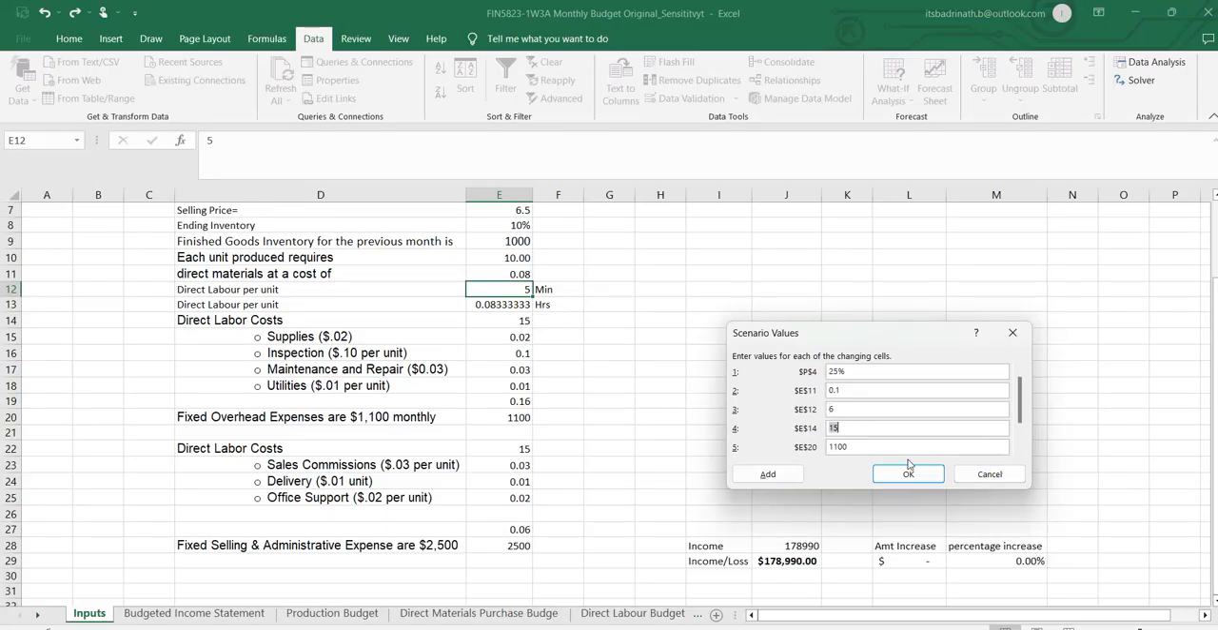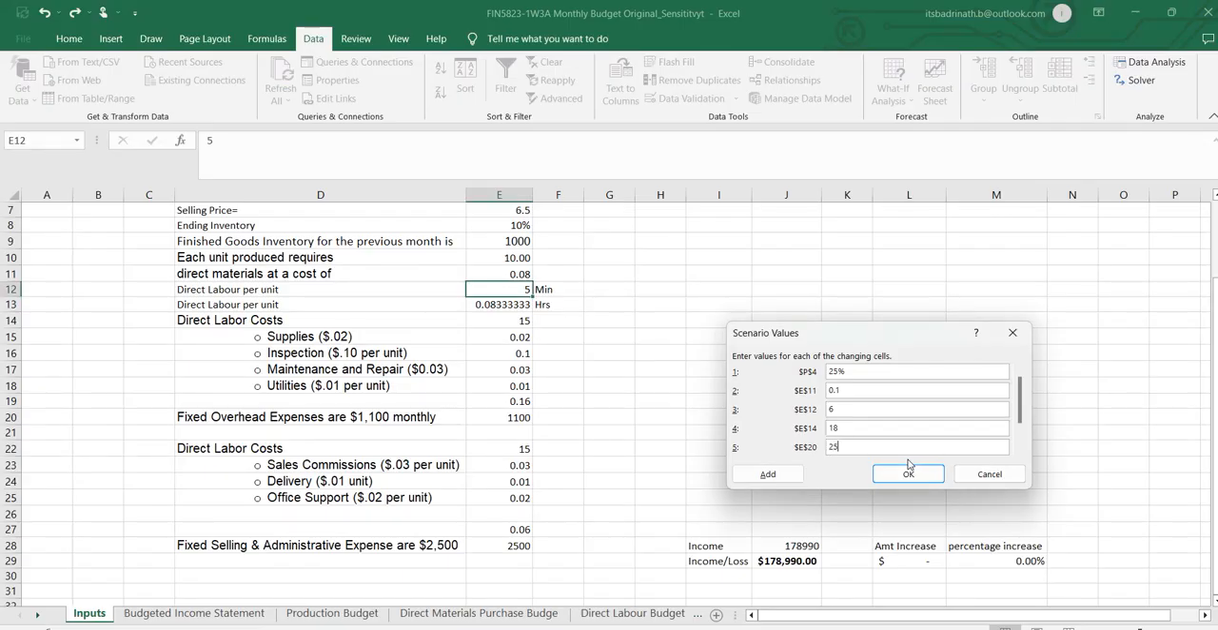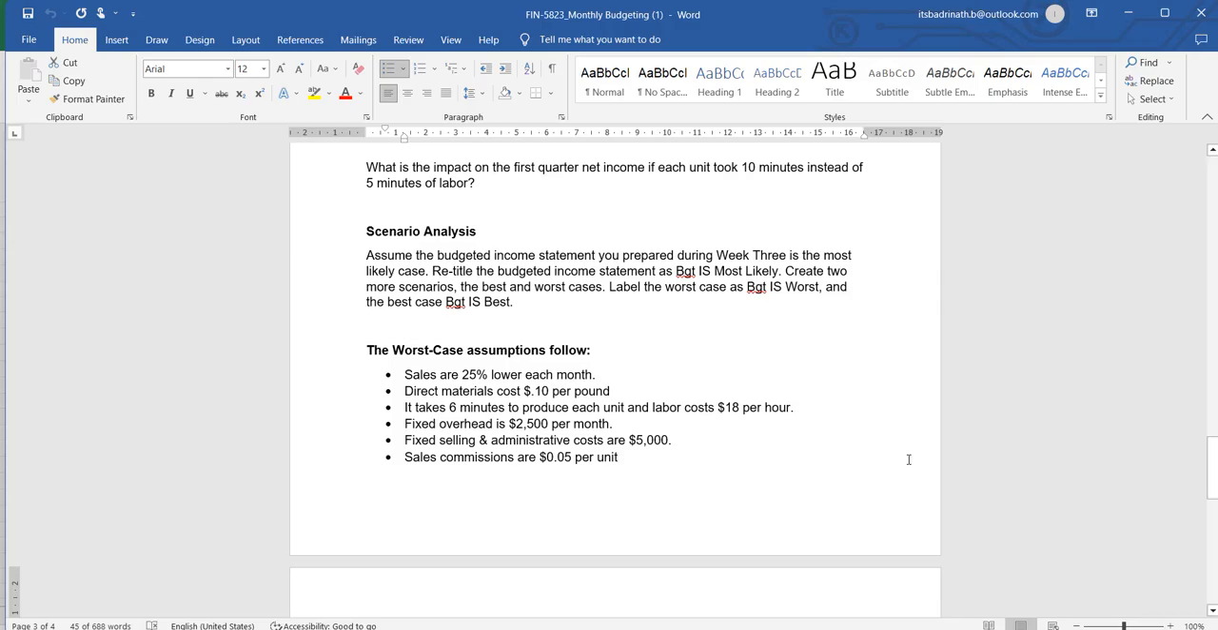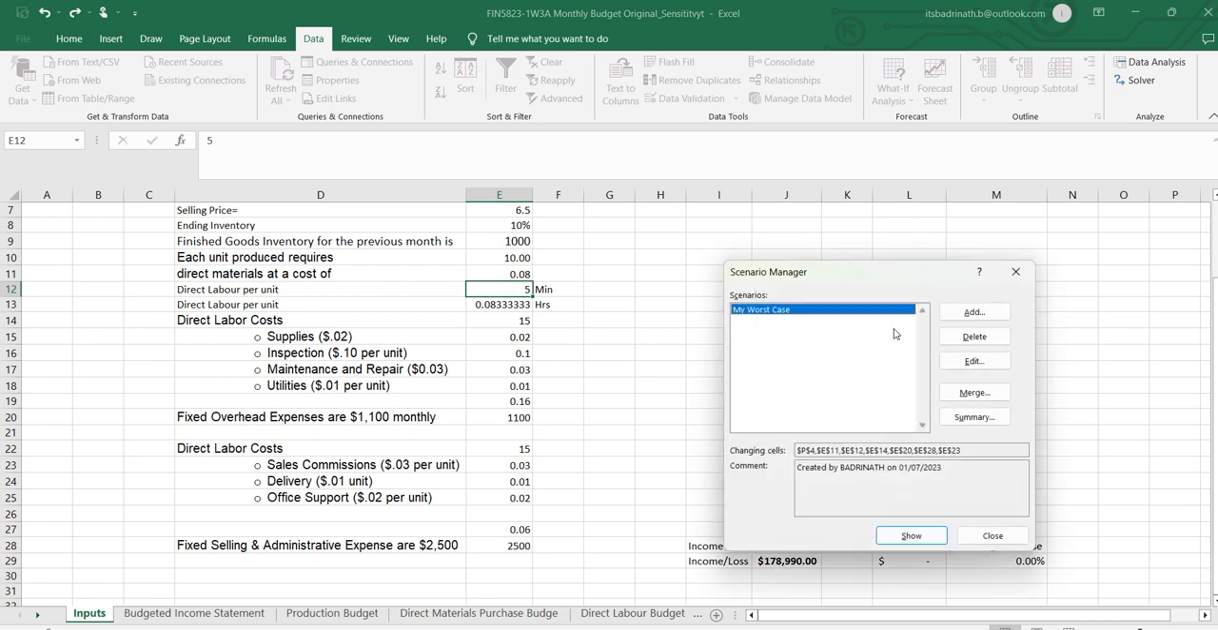618. తర్వాత 2500, 5000, 2500, 5000, తర్వాత 0.051. ఓకే, సో ఓకే కొడితే యాడ్ అయ్యి ఇప్పుడు మనం సమ్మరీ కొడితే సమ్మరీ వచ్చేస్తుంది.